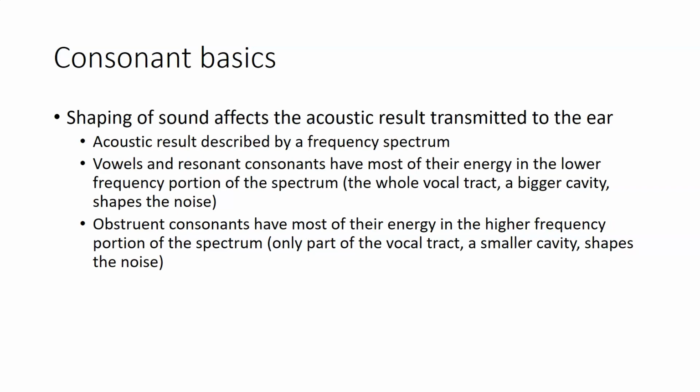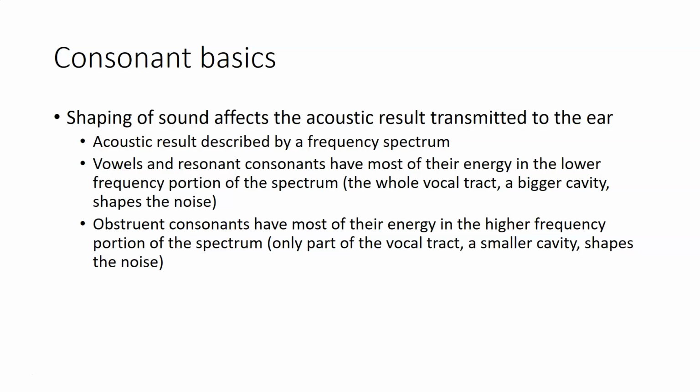This shaping of the sound by the vocal tract affects the acoustic result that's transmitted to the ear. That acoustic result is described by a frequency spectrum, a range of frequencies contained in the sound. Vowels and resonant consonants tend to have most of their energy in the lower frequency portion of the spectrum, in part because they have resonance based on the shape of the whole vocal tract, which is a bigger cavity, and larger things have lower frequencies in general. Obstruent consonants tend to have most of their energy in the higher frequency portion of the spectrum because they're shaped by only part of the vocal tract, a smaller cavity.